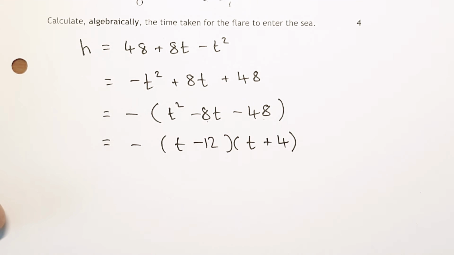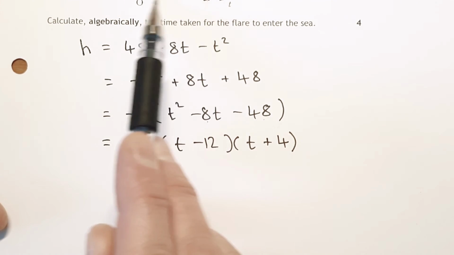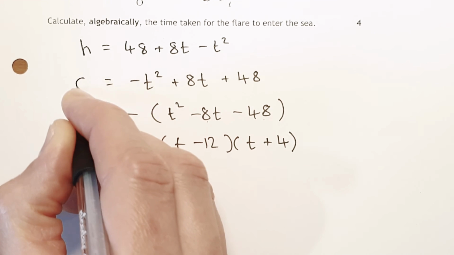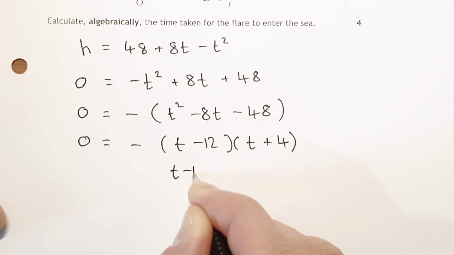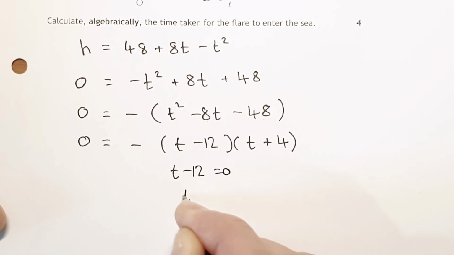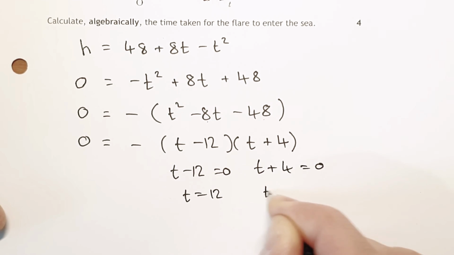Now, what we're looking for is when is the height equal to 0, because that's when it hits the sea, and that is in line with the origin here. So it's 0 is equal to this, because that's the height of 0. So to solve this, you've got two answers. You've got t minus 12 equals 0, therefore t equals 12, and t plus 4 equals 0. So t equals negative 4.